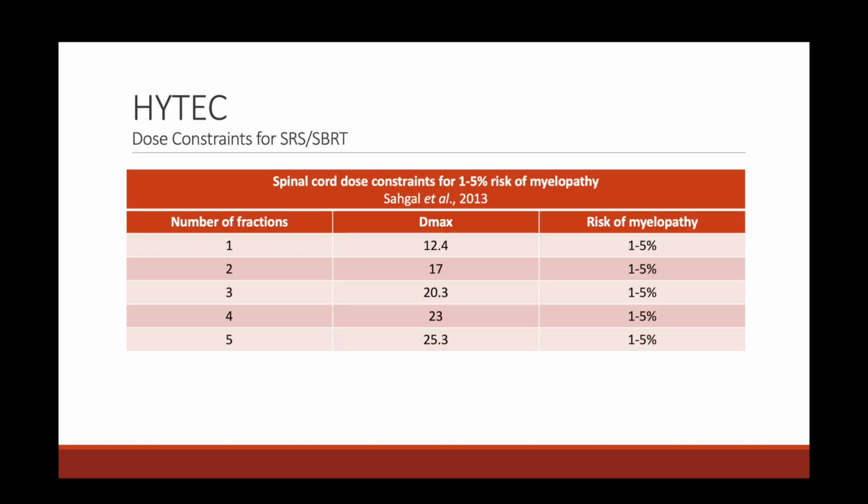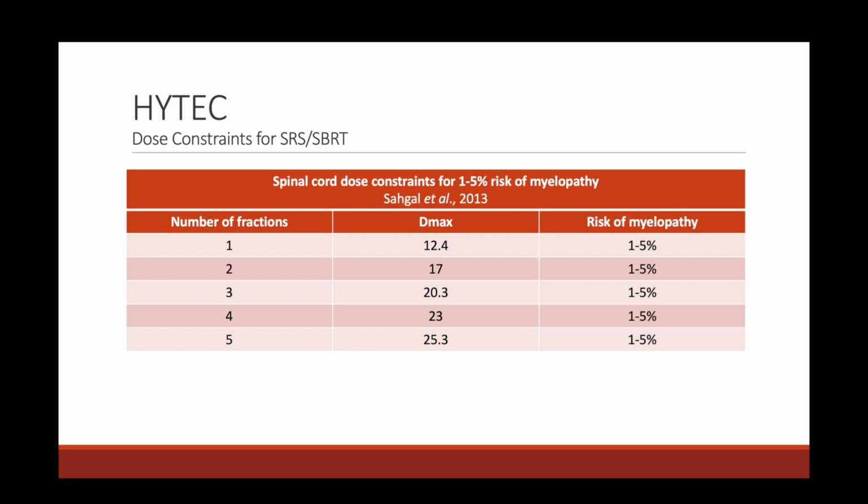So far, everything that we have talked about through the QUANTEC studies has been dose constraints with an EQD2 of 2 gray per fraction. So another series of papers came out after the QUANTEC studies, and these were called the HYTEC studies.